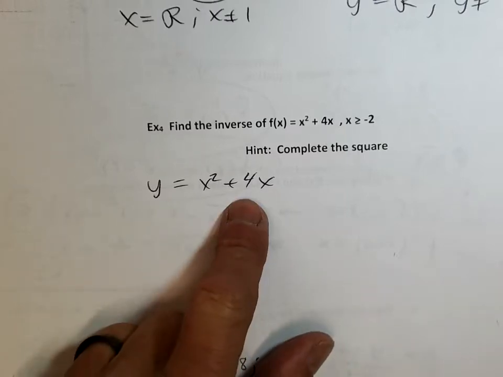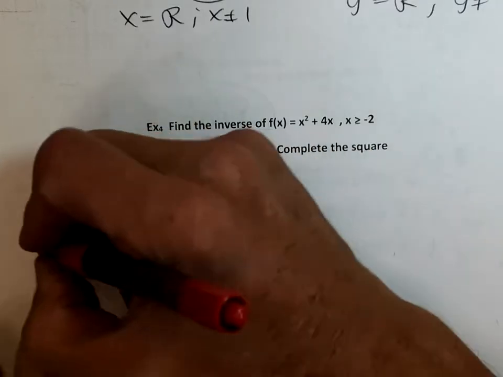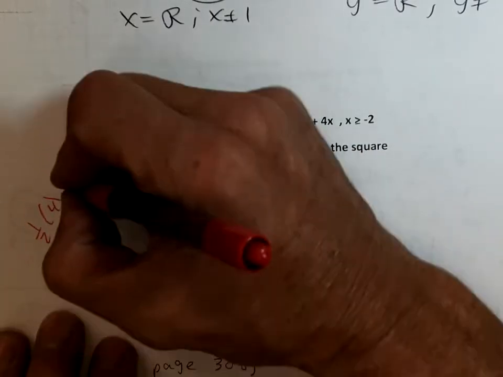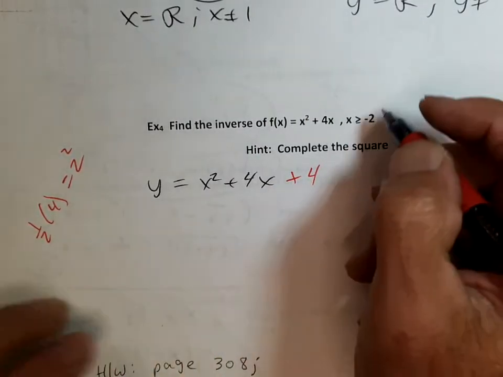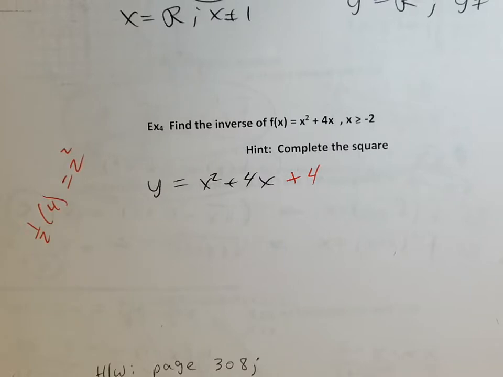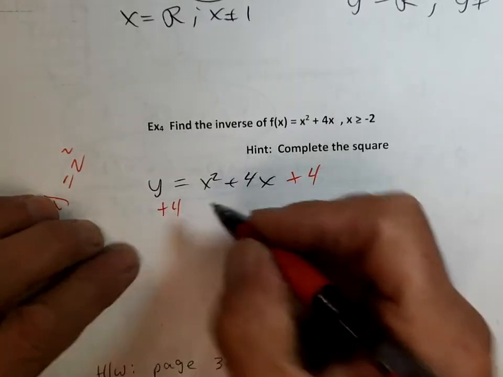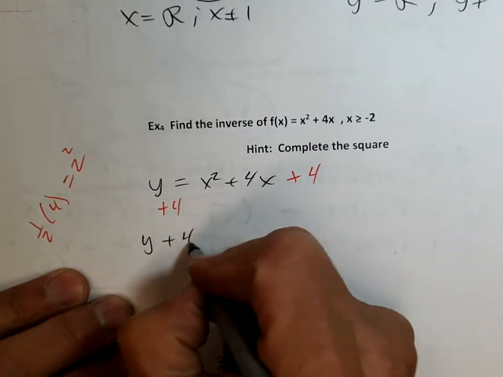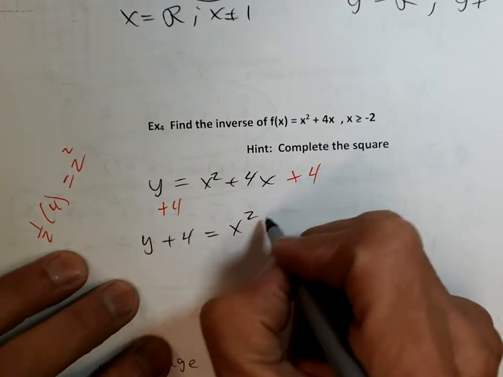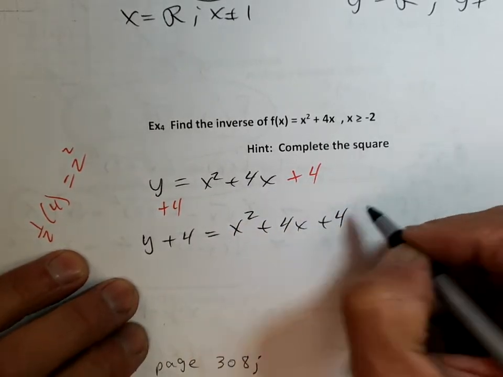So let's do it again. What's half of 4? 2. So half of 4 is 2, and then 2 squared is what? 4. But if I add 4 to this side of the equation, equal signs keep things balanced. I just stuck 4 pounds on this side. What do I have to do to keep it balanced? I better add 4 to the other side. So I'm going to go y plus 4 to keep it balanced. So I'm going to rewrite my equation as y plus 4 equals x squared plus 4x plus 4. Okay, now why would I even do that?